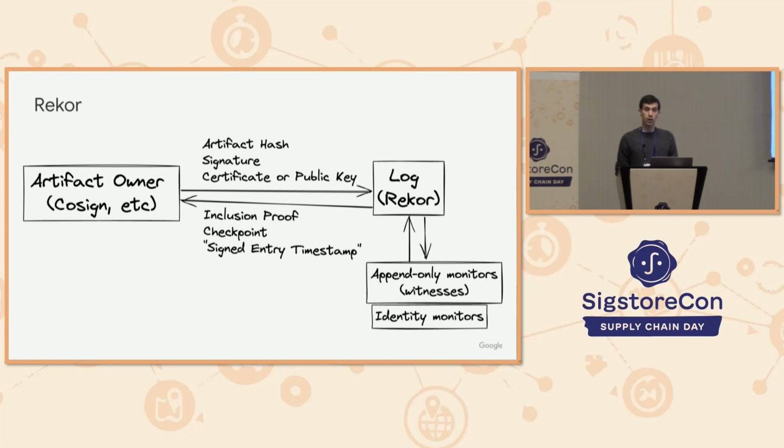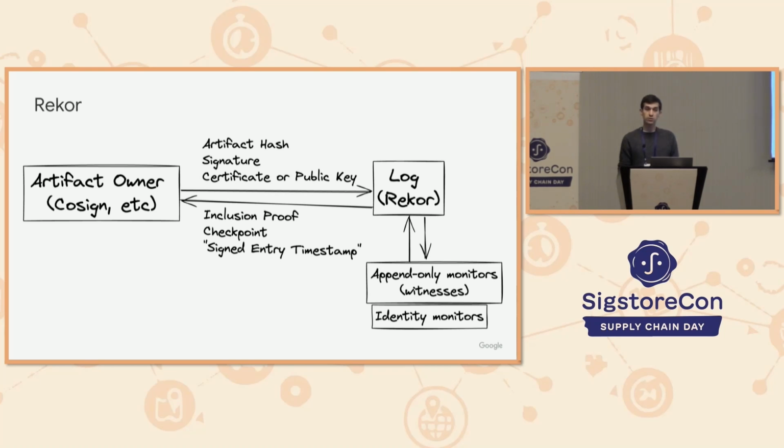This is an overview of the flow for uploading to Rekor. So I'm an artifact owner using something like Cosign or another Sigstore SDK like Sigstore Go, Sigstore Python, Sigstore JS. What gets uploaded to the log is roughly an artifact hash, a signature, and a verifier, which could be a certificate or a public key. And for this talk, we'll primarily talk about certificates.